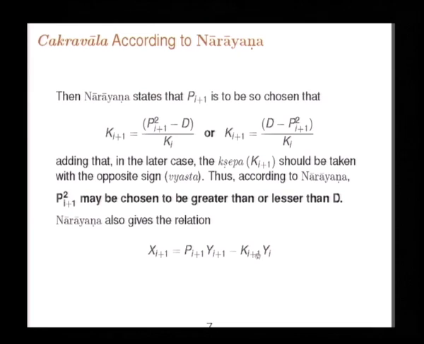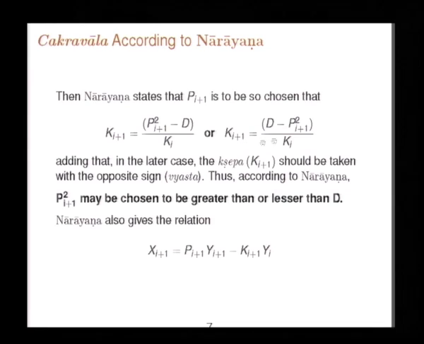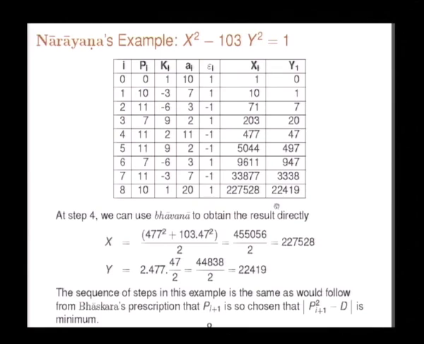Once p_{i+1} is found, there are many solutions to Kuttaka. So, you choose the solution such that p squared minus d by k, or d minus p squared by k, is small. So, k_{i+1}, which is (p_{i+1} squared minus d) by k_i, or (d minus p_{i+1} squared) by k_i, and so in the other case kshepa will be negative. Here it is just said that p_{i+1} squared may be chosen to be greater than or less than d, and then of course x_{i+1} is related to the known quantities.